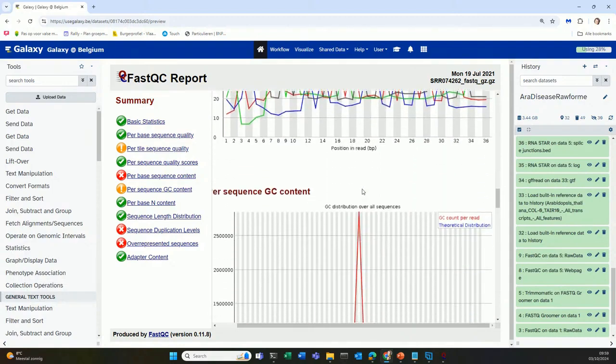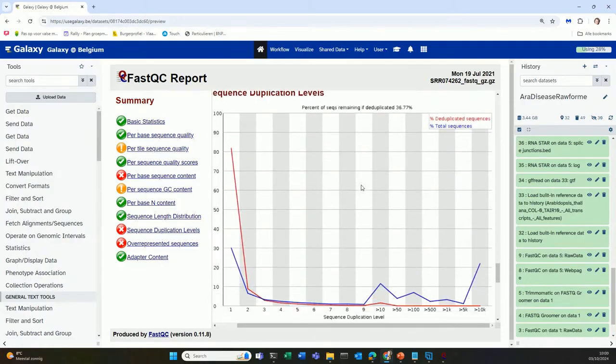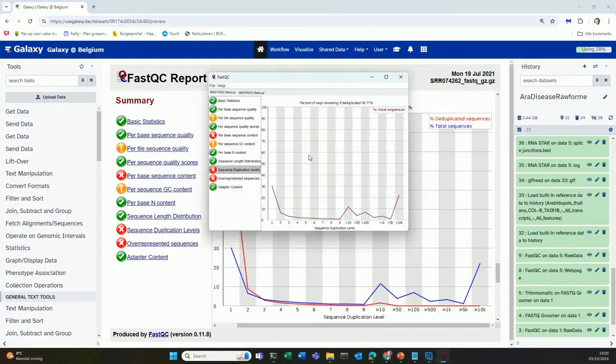Let's go first to this plot, the sequence duplication levels. And I'm very briefly going to show you here. So Galaxy uses an old version of FASTQC. If you use the most recent version of FASTQC, you see that it only contains one line, and the old version contains 2 lines. But you see that the line in the recent version is exactly the same as the blue line here in the old version. So it shows the same information, it just shows less information.